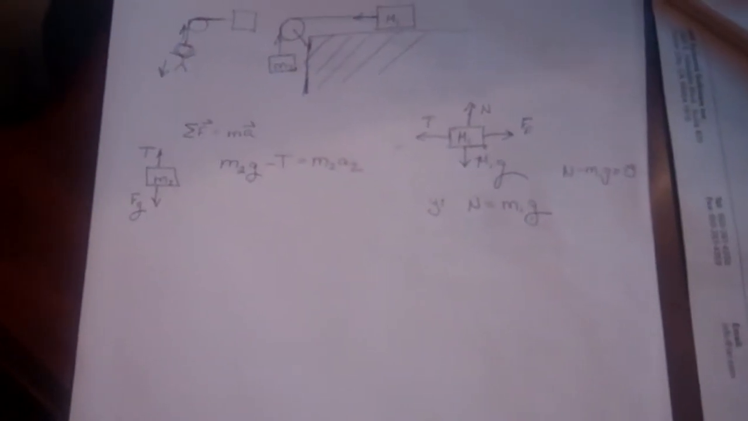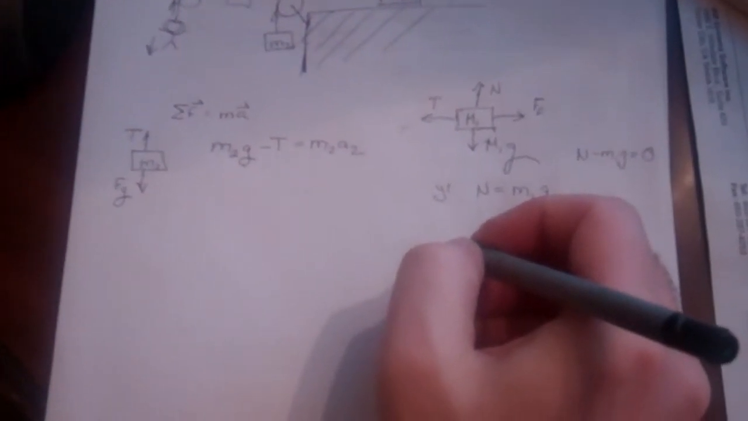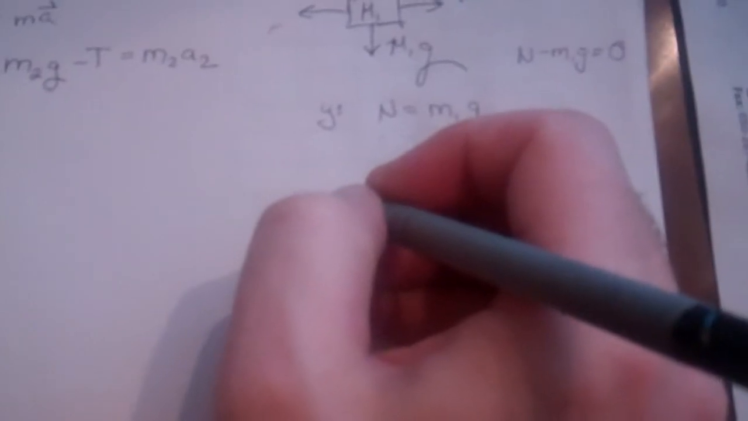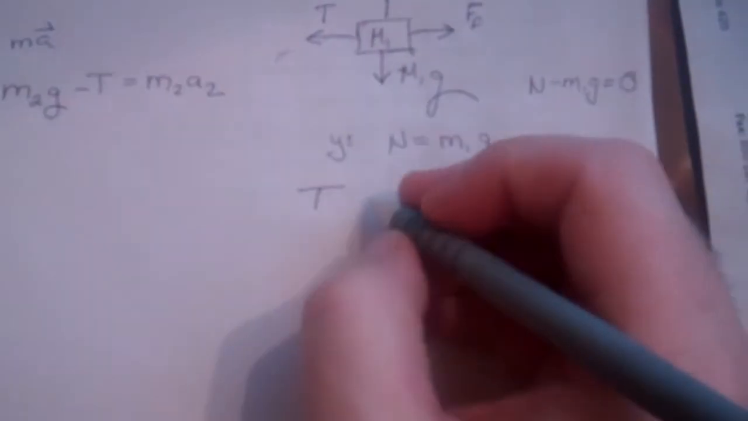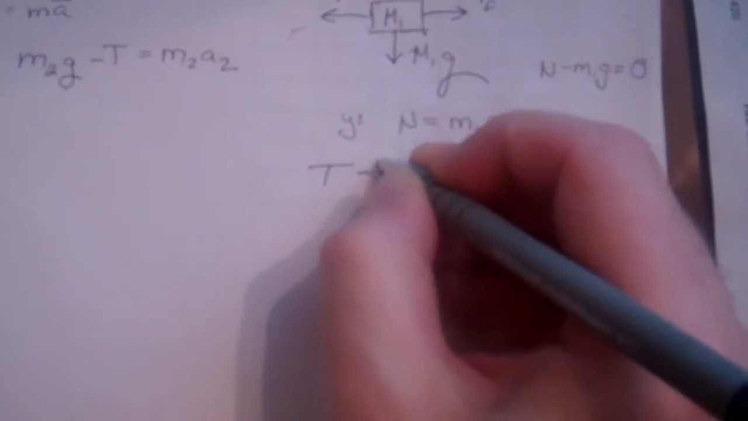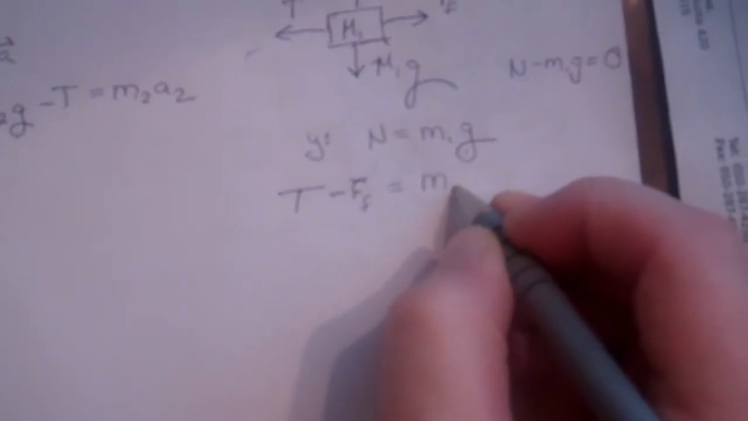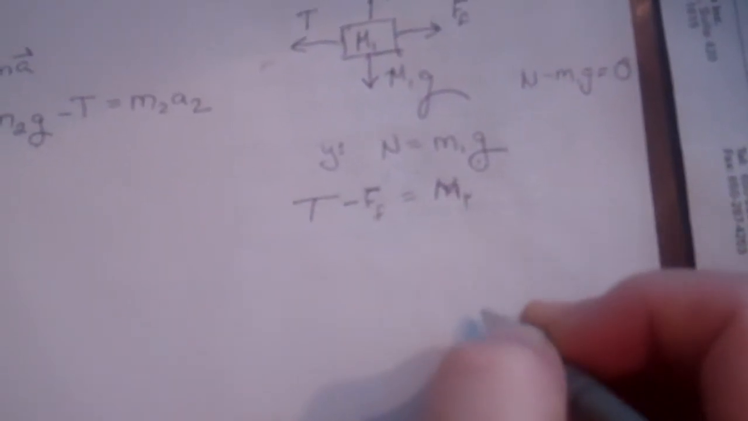So what we can say here is that the tension, which is that way, minus the frictional force, okay, is going to be equal to M1, that's it, A1.